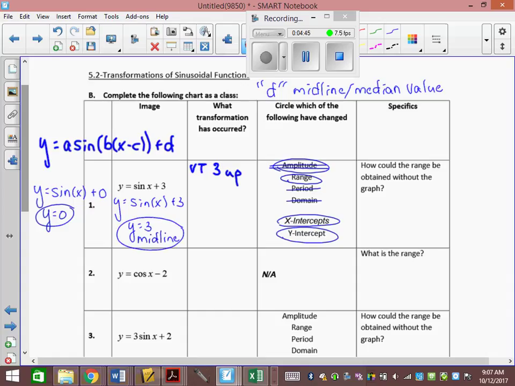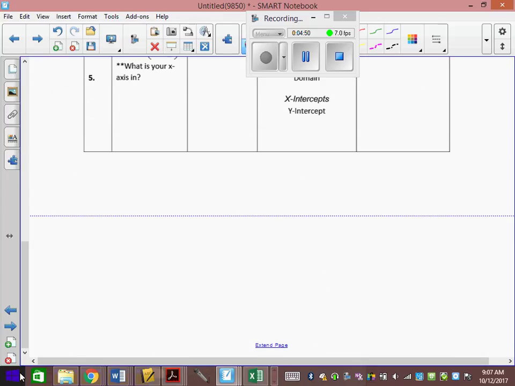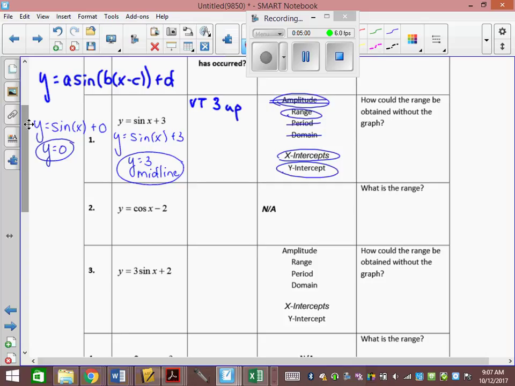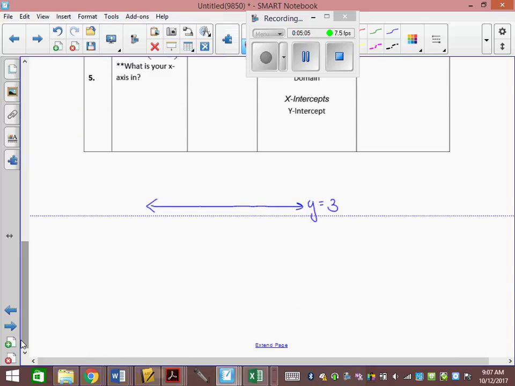Well, if I take that midline value of 3, I'm going to draw it down here. Because it's y equals 3 for that graph, what was the amplitude for that graph? What's my a value? It's just 1, correct? So if I go from that midline and go up 1, because that's my amplitude, and go down 1, what's the highest I get to? 4, and what's the lowest I get to? 2. So I have my min and my max. I don't actually have to even plot it. I don't have to graph it.